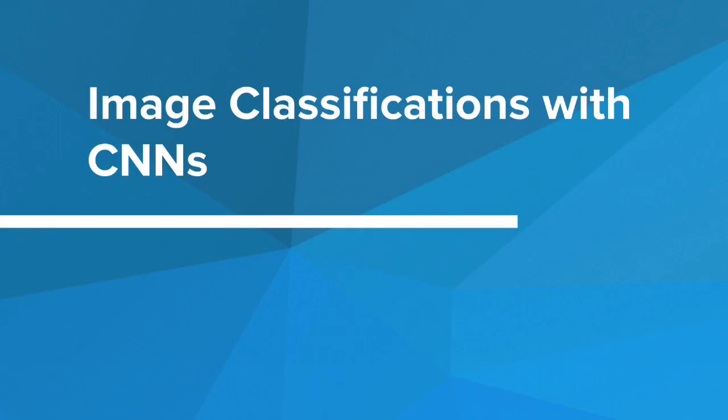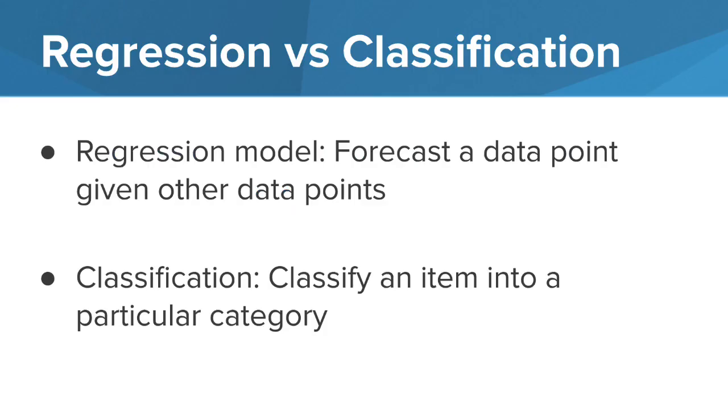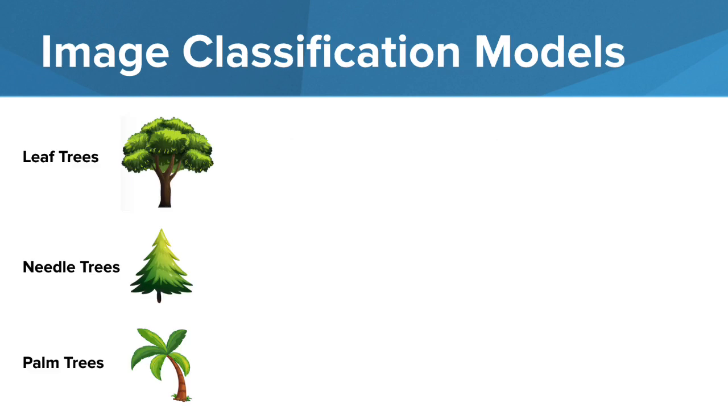Hi, in this video we're going to discuss how you can create an image classification model using a CNN. Previously, you looked at regressive models in TensorFlow. Regressive models are used to forecast out a particular data point given other data points. For example, given historical population trends for bald eagles, you can use a regressive model to forecast future populations.